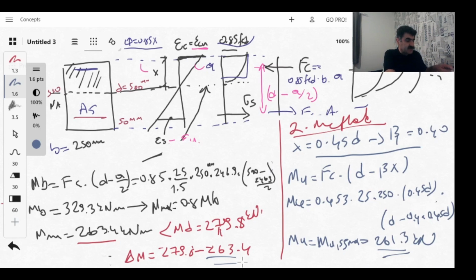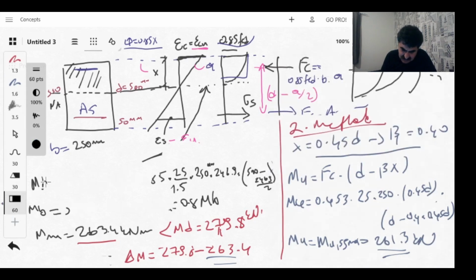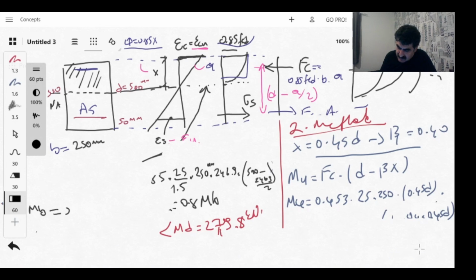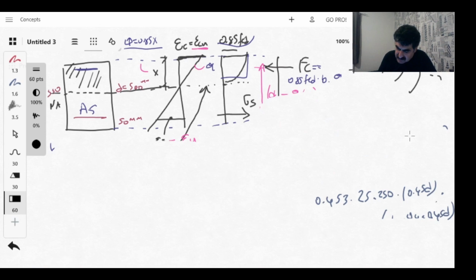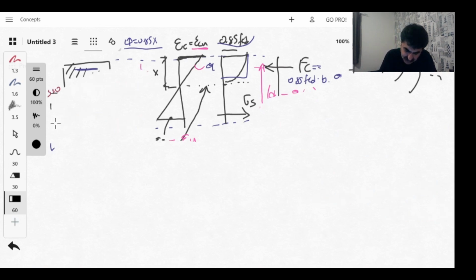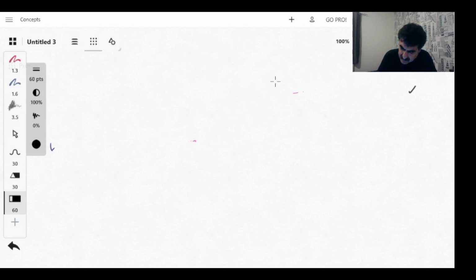So now we are going to calculate the reinforcement. Let me delete all of these sections to have some space. Almost done. Those are the important points I had to mention. So let's take a pen. We have a section like this.